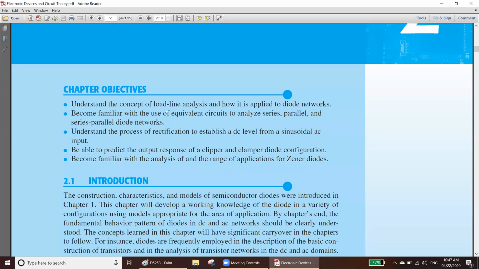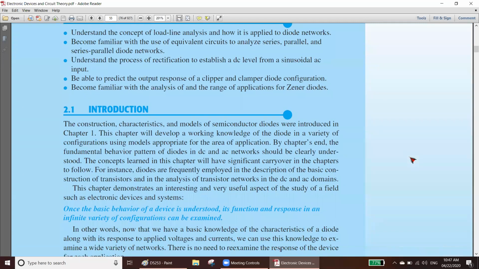Understand the process of rectification. This is very important. Be able to predict the output response of a clipper and a clamper. That is important. Be familiar with the analysis of the range of application of the generator. That is also important.